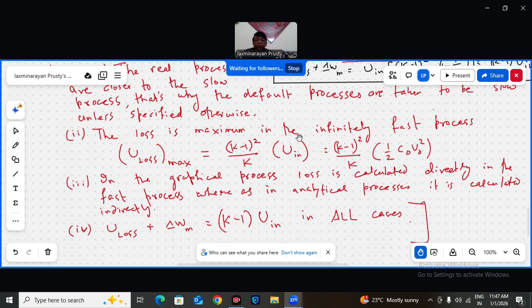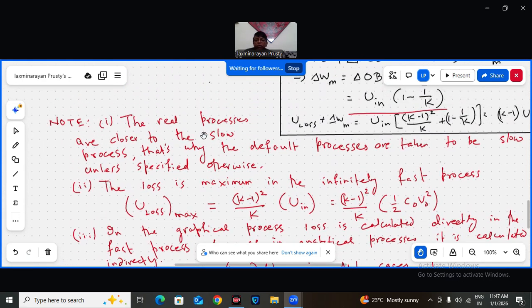The loss is maximum. The real processes are close to the slow process only. That's why if nothing is mentioned, you take the default process as the slow process, no loss. But if we mention the fast process, then you have to work like this. For actual real process losses and mechanical work done, the summation I know is K minus 1 into U initial, but each is how much? Not very easy to find in actual processes, which are neither very slow nor very fast.